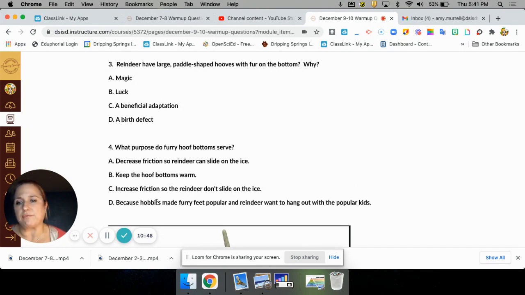I think it's that friction needs to be increased so the reindeer don't slide on the ice. So that is actually why they have furry hooves, is to increase friction so that they don't slide around.